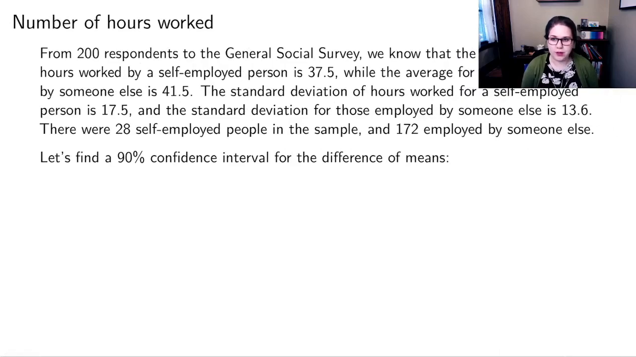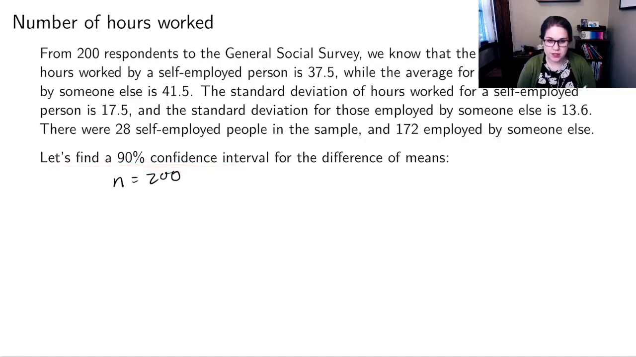So let's do an example. This is from my general social survey data, and we've got 200 respondents. So in this case, n is equal to 200. And we have the average number of hours worked by a self-employed person is 37.5, and the average number of hours worked by a person employed by someone else is 41.5. And then I've got the standard deviations for both groups. And then it says there were 28 self-employed people in the sample and 172 employed by someone else. And we're going to find a 90% confidence interval.